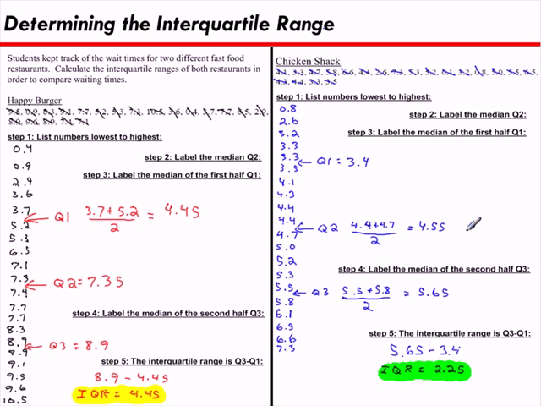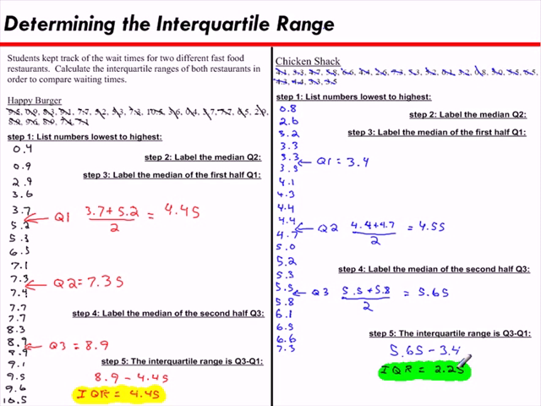So how did your work go with Chicken Shack? Well, hopefully you found out that the interquartile range was 2.25. And we found that by first writing out our numbers lowest to highest. Then we found all three quartiles. And the interquartile range is just Q3 minus Q1 to get 2.25.